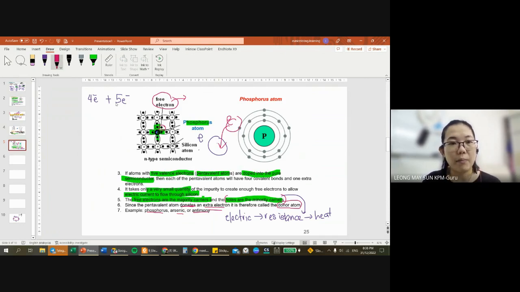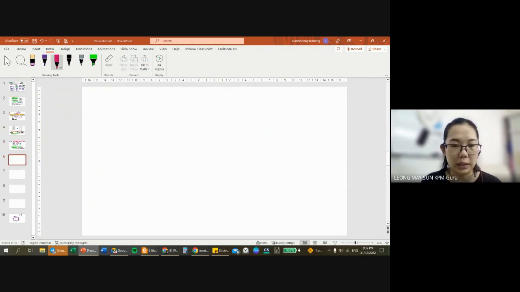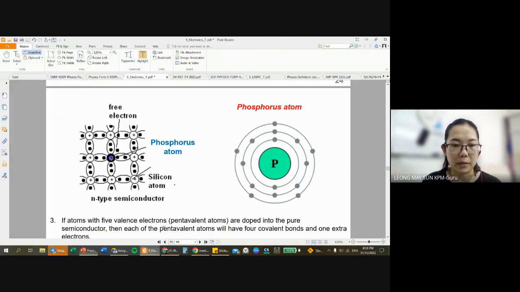Okay, sorry, one more thing. Because there are more free electrons, that's why it is negative, a negative type of semiconductor, or N type for short. So this is how they get the N type of semiconductor. Next is the P type of semiconductor.